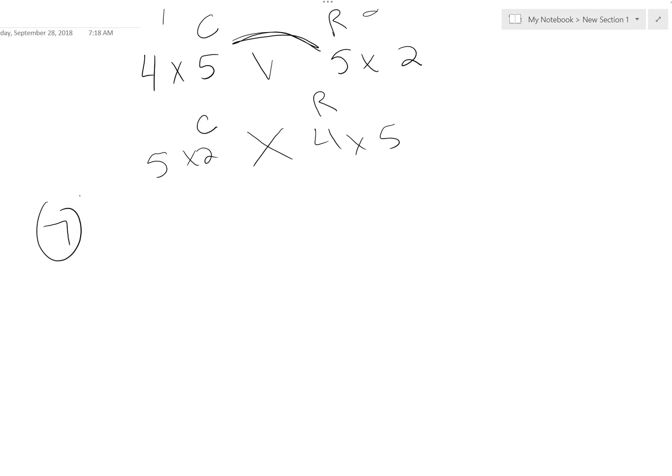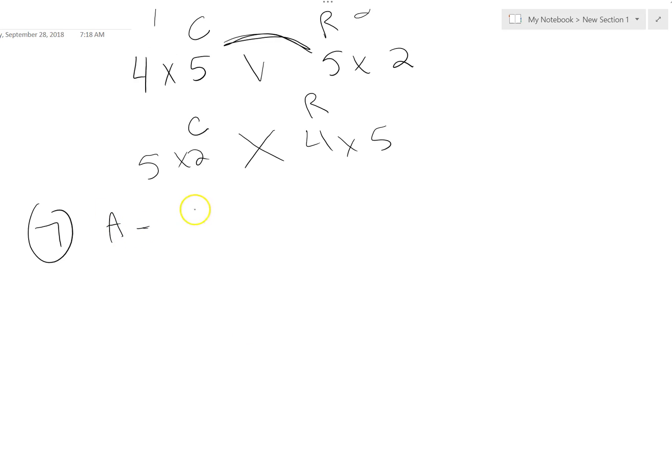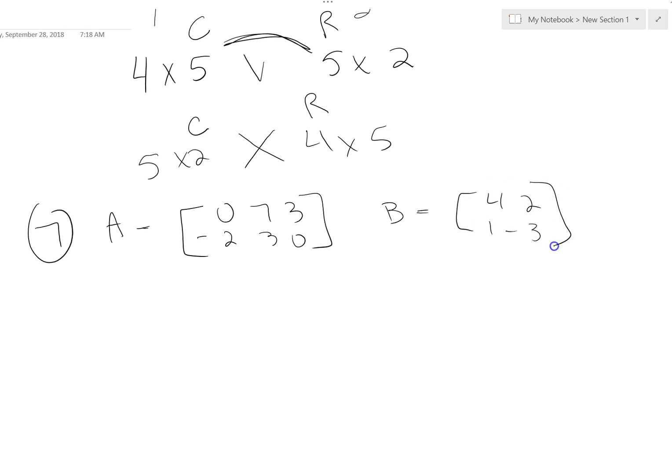It says that matrix A is 0, 7, 3, negative 2, 3, 0. And matrix B is 4, 2, 1, negative 3. And it wants us to multiply B times A. Okay, so this is a 2 by 2. This is a 2 by 3. So if I do B times A, then the columns of this have to match the rows of this, and they do. So we can multiply this.